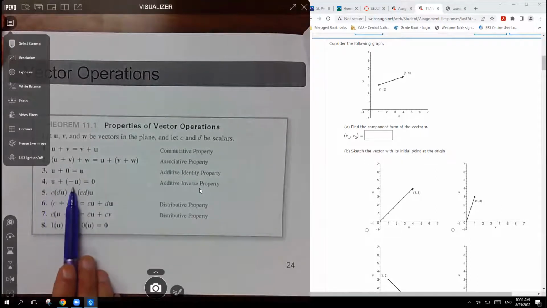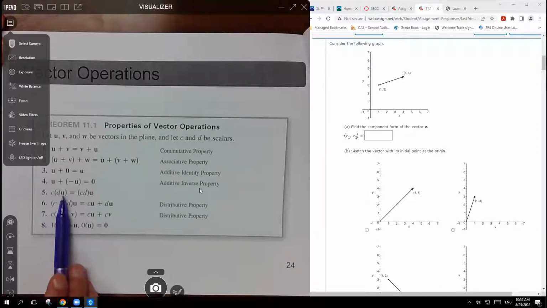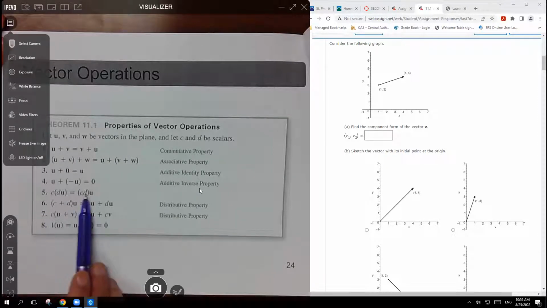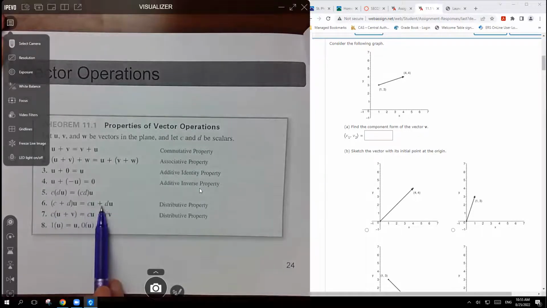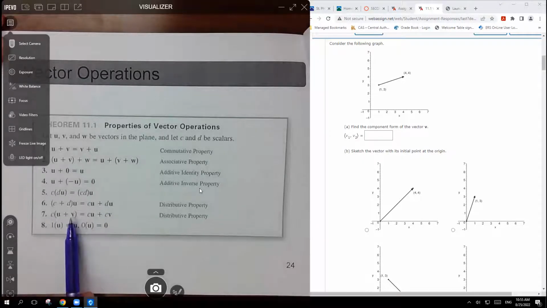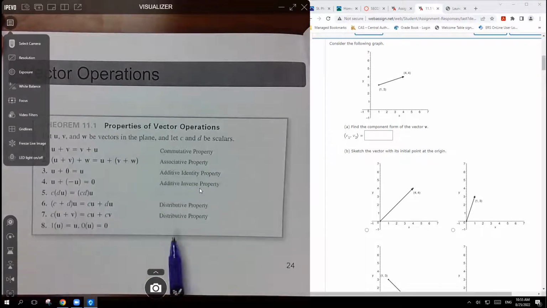And with the inverse, by two scalars, if you multiply a vector by two scalars, you can multiply the scalars first, then by the vector. Distributive property: if you distribute the vector over these two scalars, it's going to be cu plus du. Or if you distribute a scalar over two vectors. You just have to know this property. And the last one is the 1: 1 times u is going to be u, but 0 times u is going to be 0. It's one of the properties.